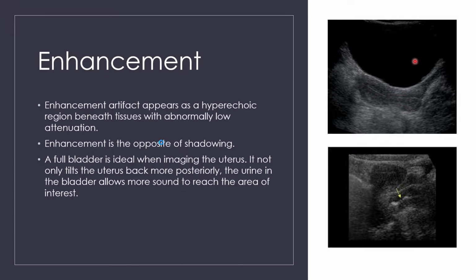And we know that in a pregnancy, we want to see the implantation usually in the fundus. That's the place it should be. So if we had an intrauterine pregnancy in this image, we would want to see it right here in the fundus, okay? So a full bladder is ideal when imaging the uterus, not only because it tilts the uterus back where we can see it better, but it allows more sound to reach the area of interest right here.